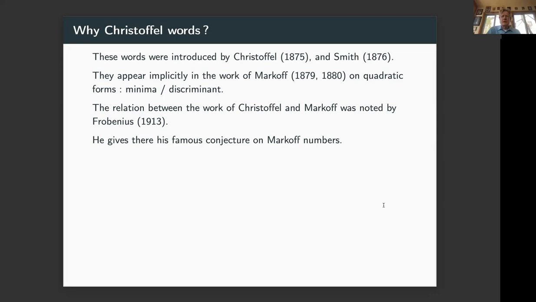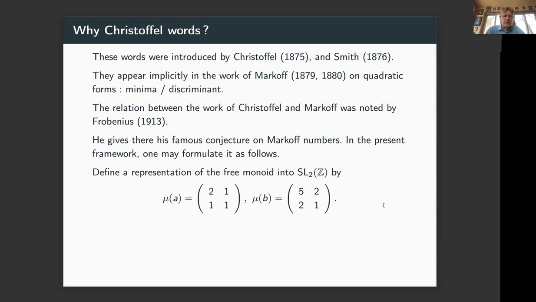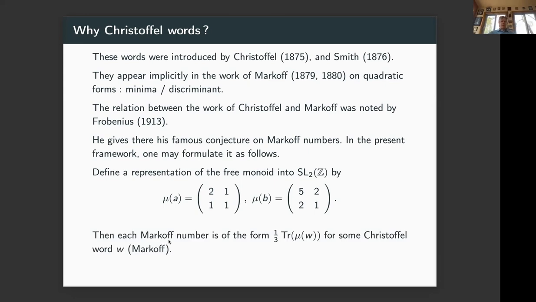Markov numbers are very special natural integers, which parameterize his quadratic forms. And Frobenius gives a conjecture which is still open. I can give you quickly this conjecture in the present framework. You define a representation of the free monoid into the group SL2 of Z by defining mu of A and mu of B like this. This looks a little bit strange, these matrices, but they come from continued fractions and it's well motivated. Then what is implicit, what is proven in the work of Markov, is that each Markov number is 1/3 of the trace of mu of W for some Christoffel word W.